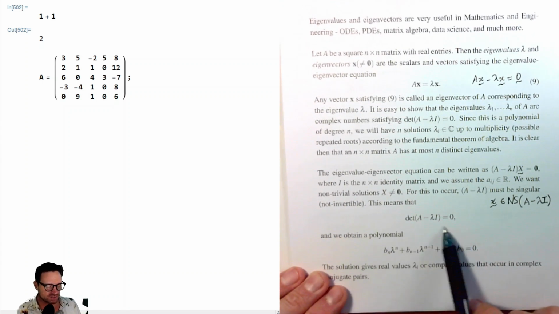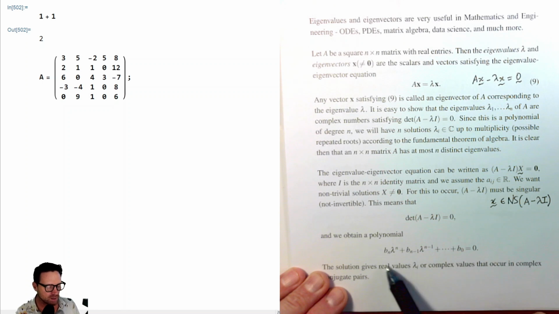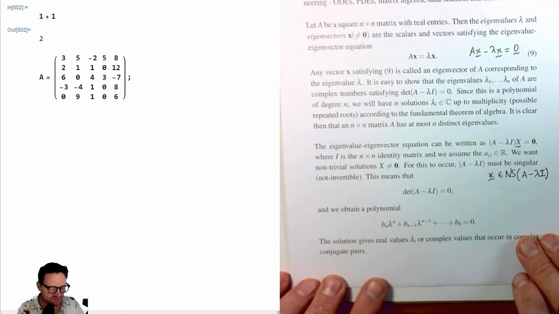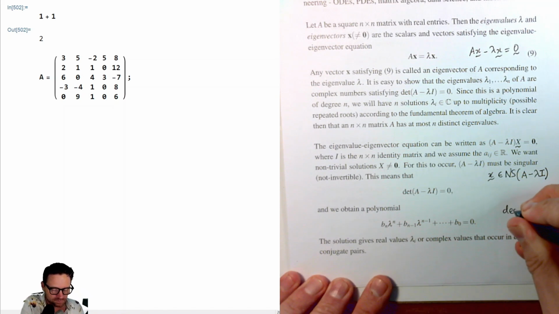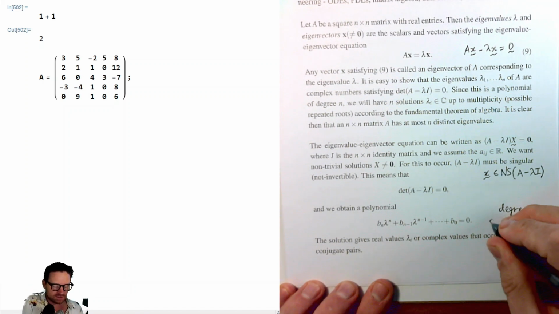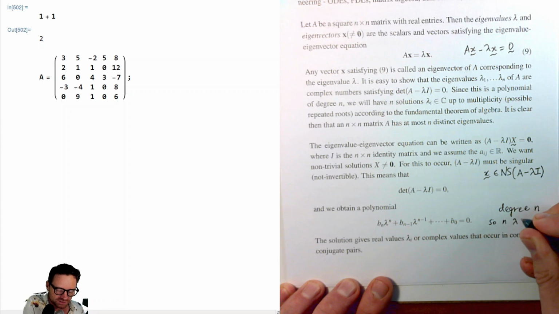Okay, so back to this equation. So when we expand this, we're going to get a polynomial of the following form: b_n lambda to the n plus b_(n-1) lambda to the n minus 1, and so on down to the constant term b_0 equals 0. All right, and so this is a polynomial of degree n, and so there are n complex solutions, so n solutions lambda in the set of complex numbers.